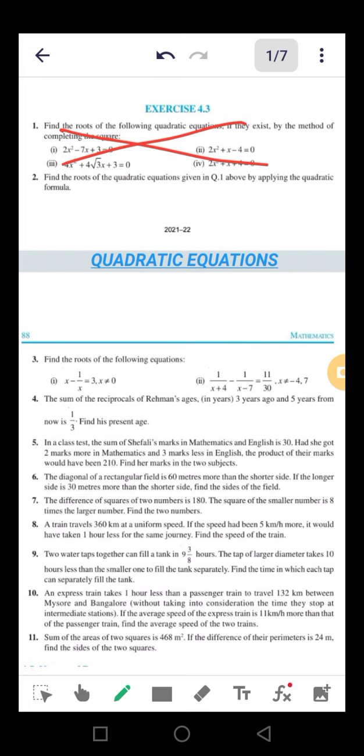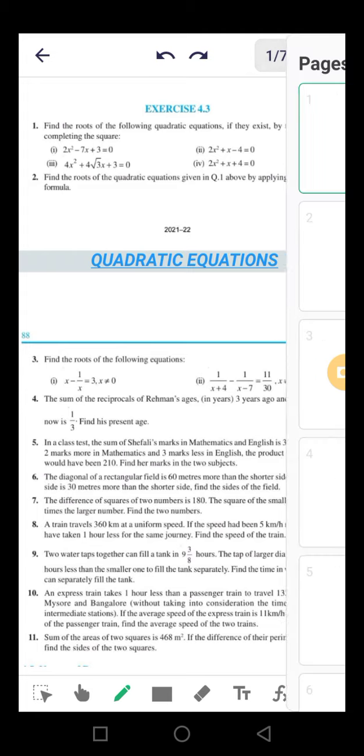We'll begin with question number 2. The above questions, we have to factorize by using quadratic formula. Okay, using quadratic formula we have to factorize. So let's learn what is quadratic formula. I discussed this formula with you in the previous sessions also.